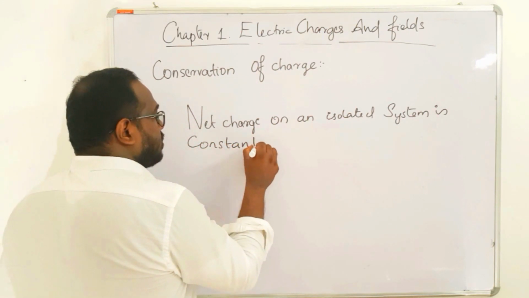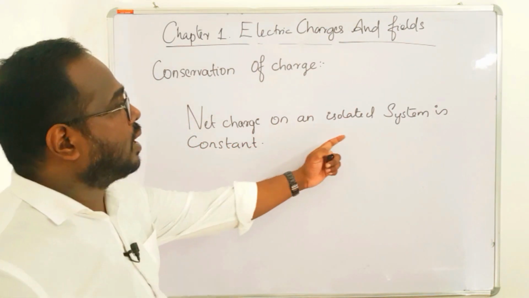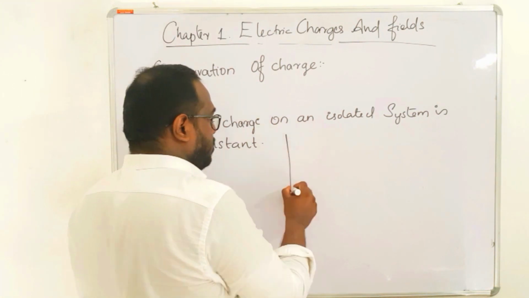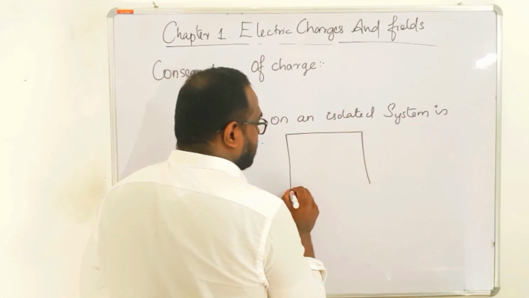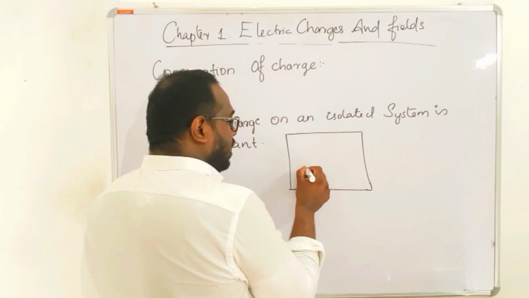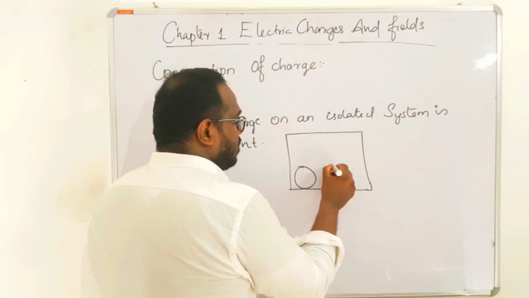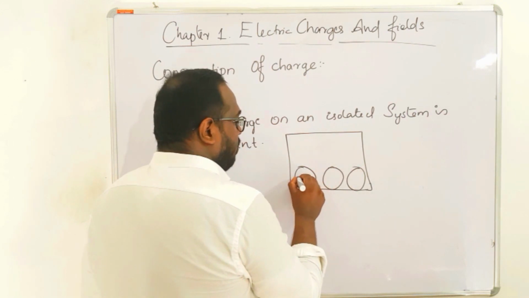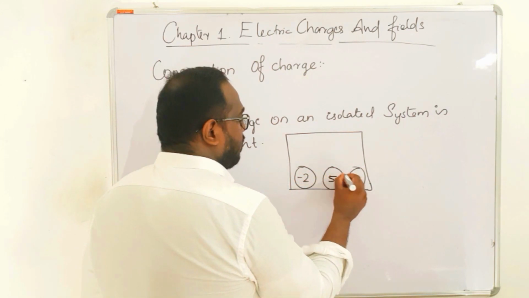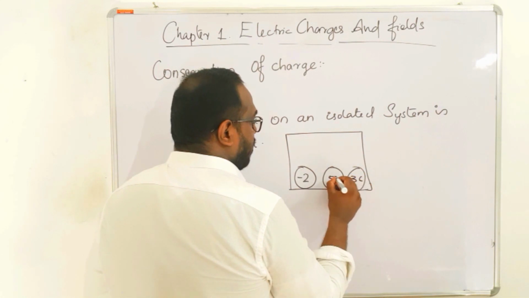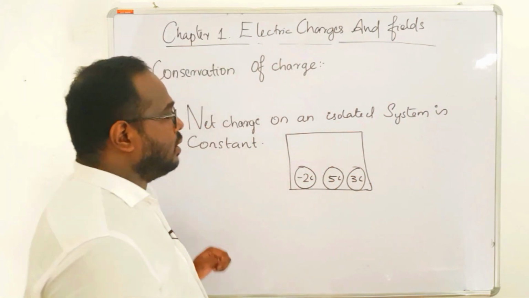Okay, so net charge on an isolated system is constant. Suppose this is an isolated system. This isolated system, closed system, contains three charged spheres. Okay, -2, 5, 3 coulomb.